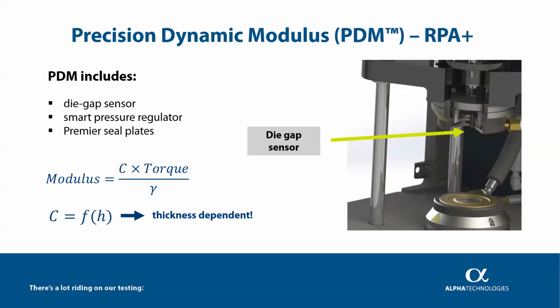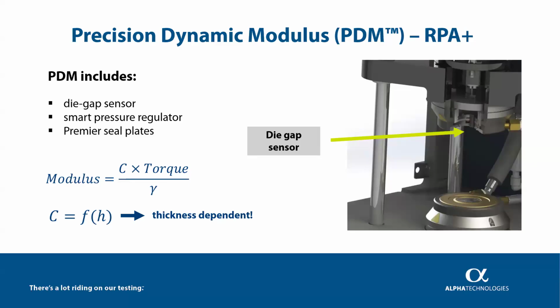But the real innovation lies in the die gap sensor, a technology first introduced by Alpha Technologies and currently the only commercial RPA on the market capable of measuring sample thickness in real time during testing. Here's why this matters. As a background, moduli G star, G prime, and G double prime are calculated by multiplying the measured torque, which is the only direct output of an RPA, by a geometry-dependent constant, C, and then dividing by strain, gamma.